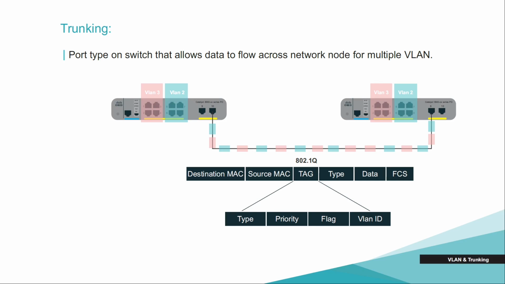So that trunking port puts a tag on the data frame, and inside that tag there is something called VLAN ID. VLAN ID includes the VLAN number that we are transmitting the data for. For example, if the VLAN ID is 2, this means the data is for VLAN 2. If VLAN ID is 3, that means this data is for VLAN 3. That's how our trunking port can differentiate between the data meant for VLAN 2 and the data for VLAN 3.